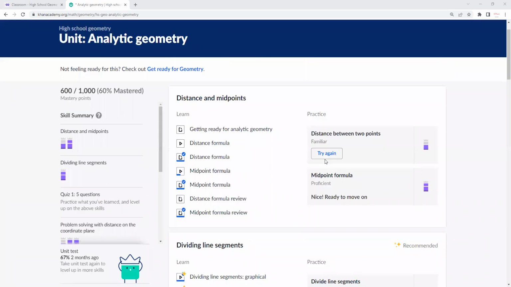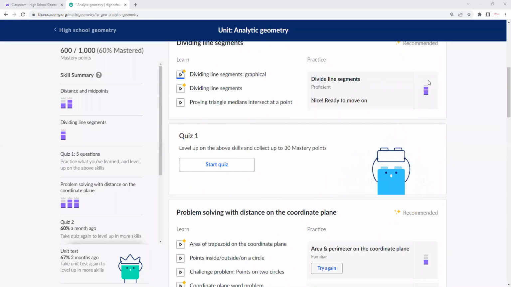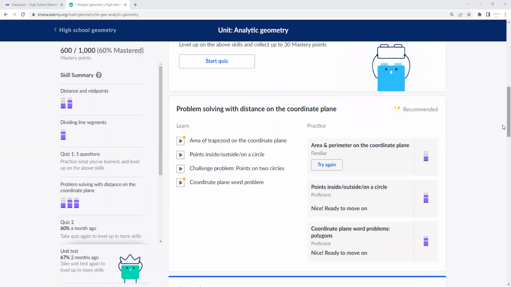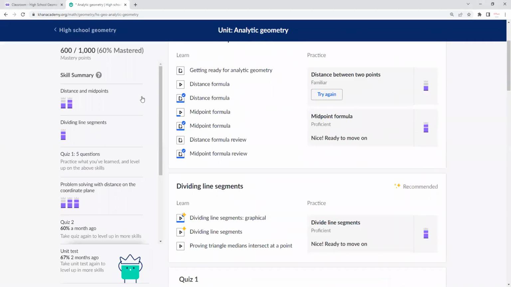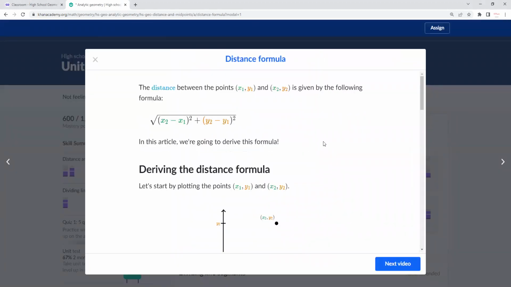Okay, so now we're in the analytic geometry unit, which involves a lot of using the coordinate plane, a lot of graphing stuff. Some of it might be review depending on how in depth you went into graphing in Algebra 1, or if you even remember how to do graphing stuff from Algebra 1, because some students forget.